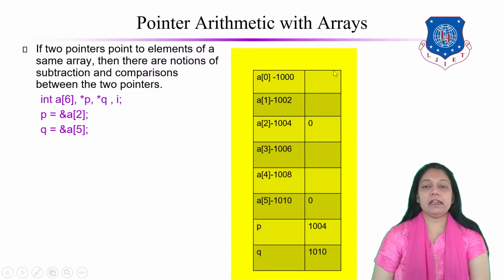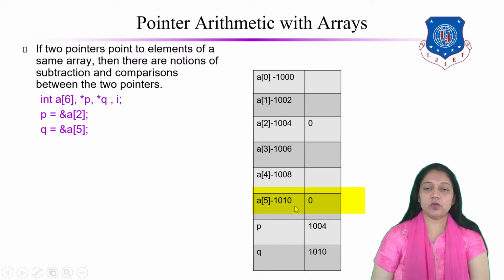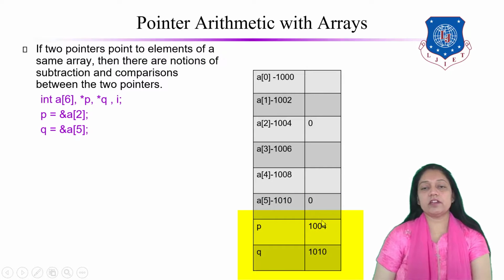So this is my memory layout. I have 6 elements in my array, so the index will start from 0, 1, 2, 3, 4 up to 5. Say these are the addresses: a of 0 is at address 1000, a of 1 is at address 1002, because it's an integer array, so there would be 2 bytes of difference. Similarly, a of 5 will have the address 1010. When I write p = &a[2], p will have the address of a2, which is 1004, stored in p. Similarly, q will have the address of a5, which is 1010, stored in q.